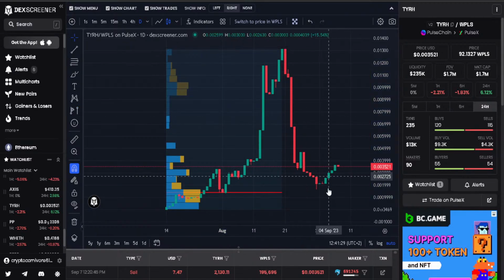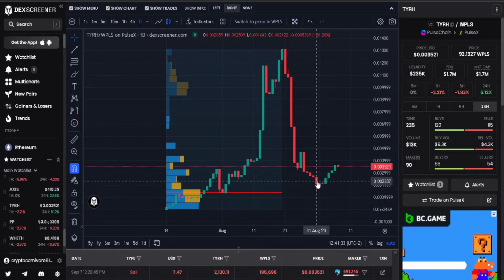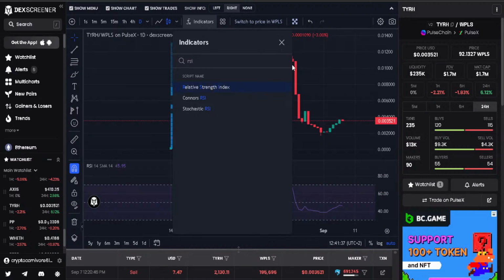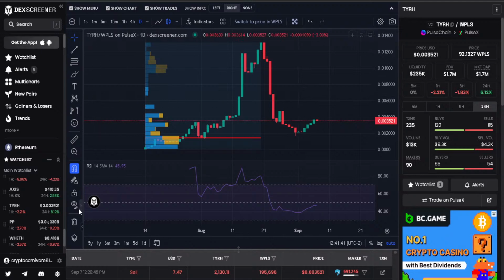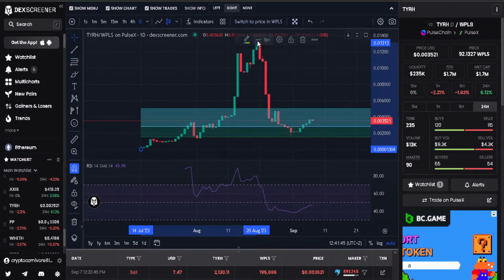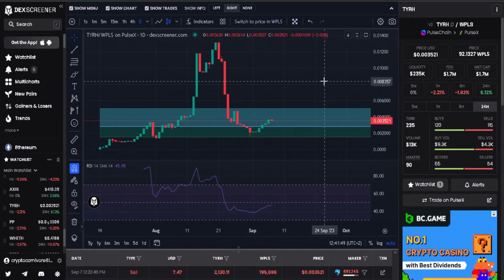Let's see where the point of control was. Almost got to it. Nice little wick here. Let's look at momentum. So it hasn't been this low yet. Now nobody's talking about it right now. I know there's a sacrifice ongoing, but I don't like the fact that it's going to be launching on.